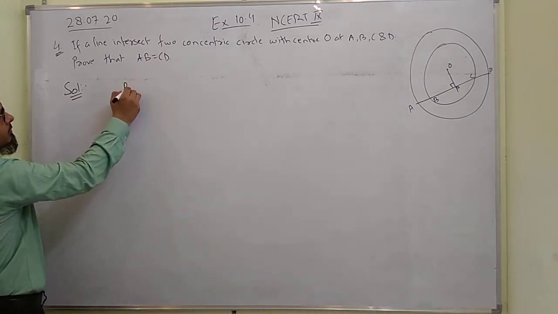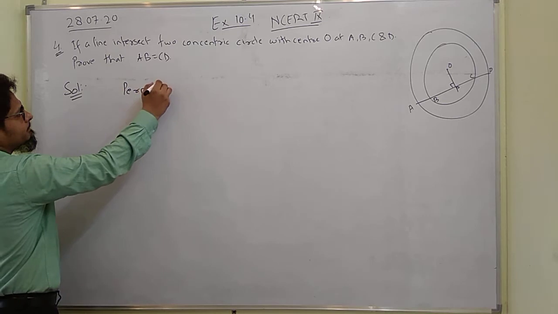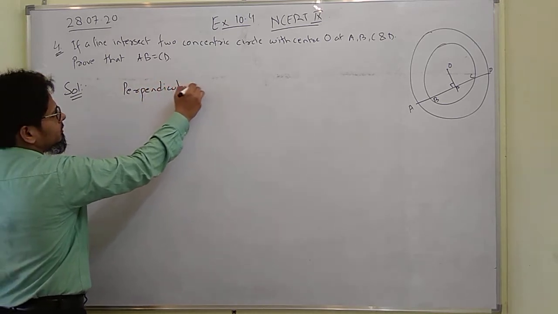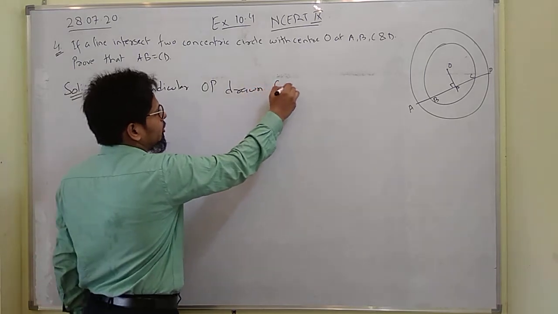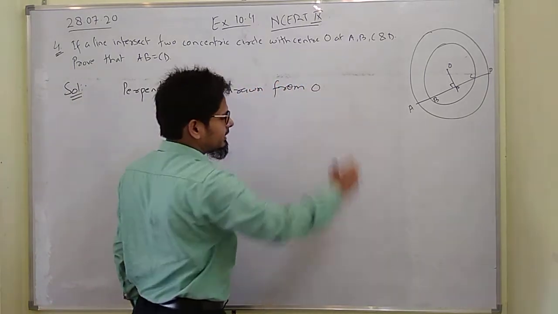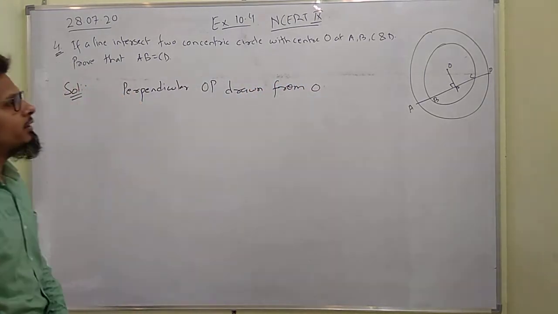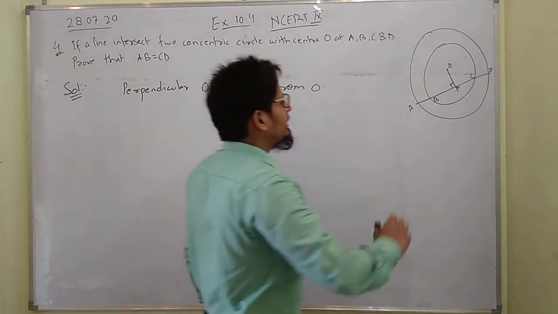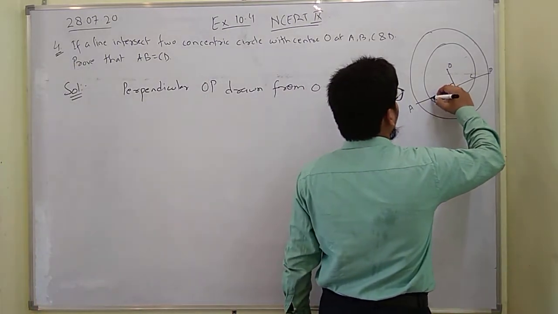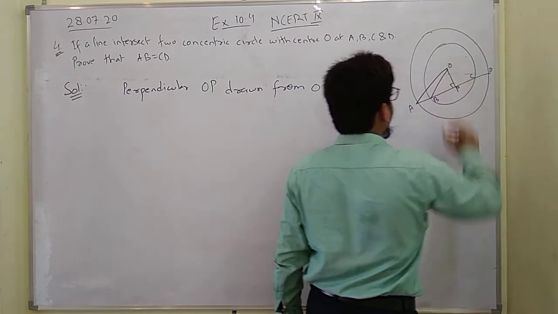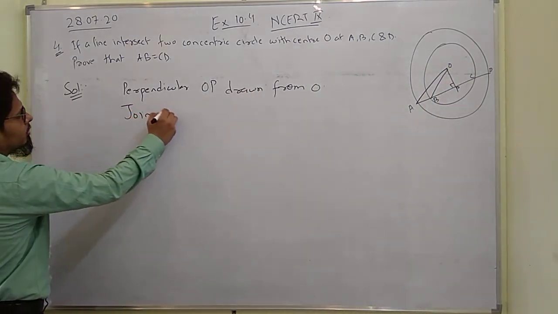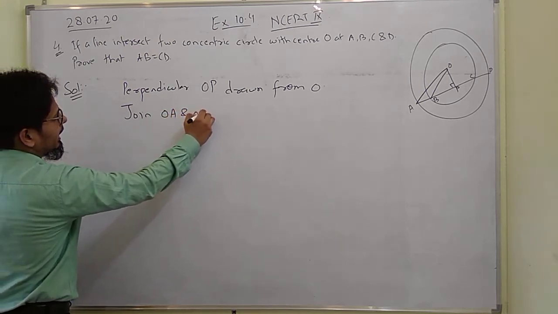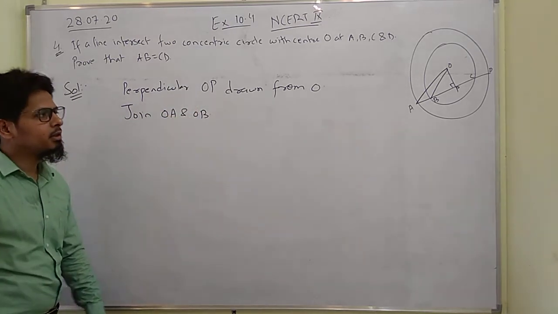Perpendicular OP drawn from center O. It is the construction. And after this, now join OB and AO as well. Join AO and OB. Clear?